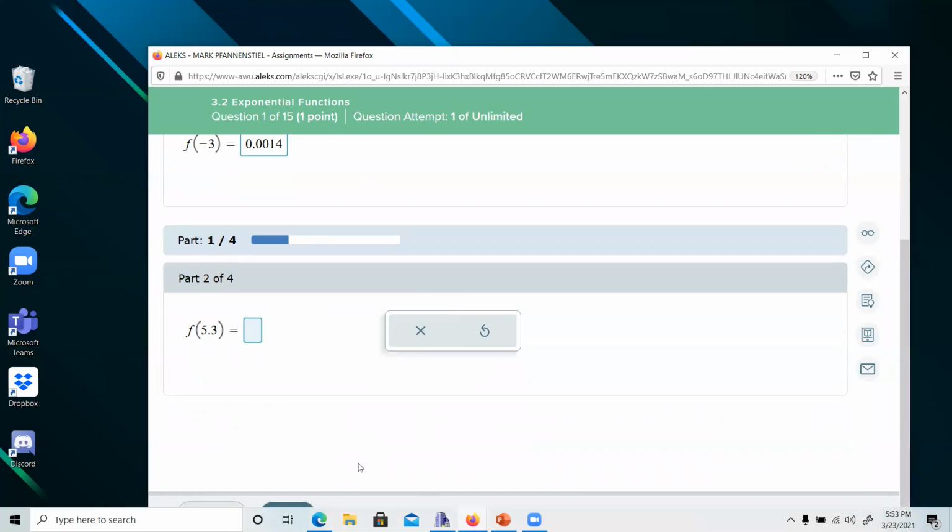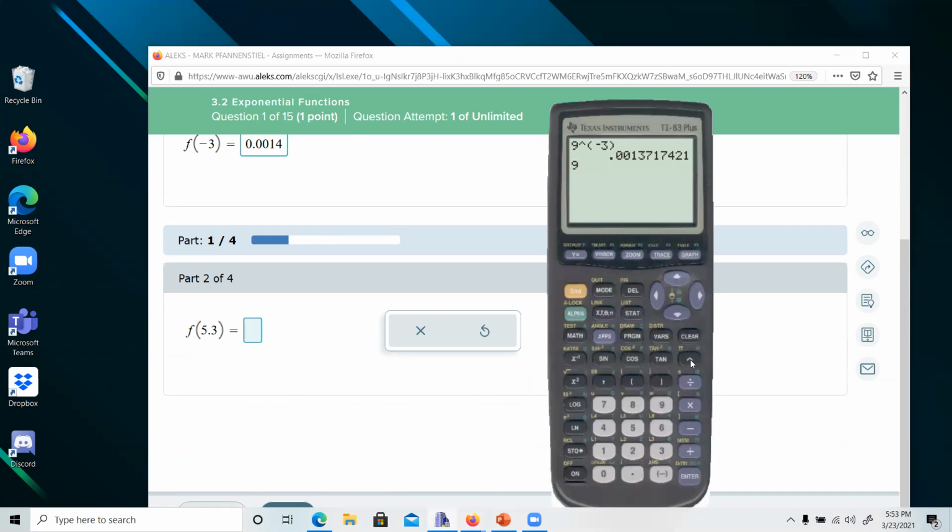Okay, f of 5.3. Like, what the heck does that mean? Well, it's a weird number, but that's allowed. So 9 to the... In this case, you don't really need a decimal or parentheses because this is all put together.